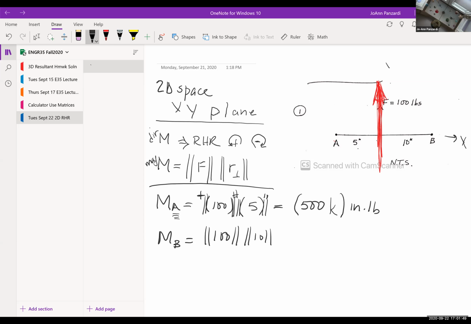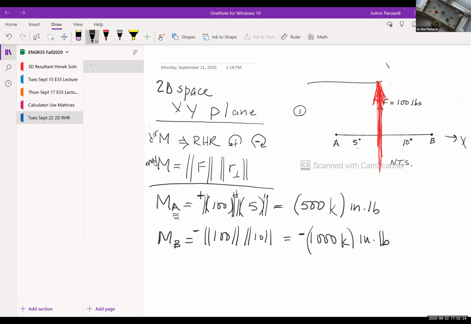Is it positive or negative? Fingers go in the direction of the force, palm goes towards B. Is it negative or positive? Negative. Sound sure of yourself. Let's continue. What is the value of the moment about B? Negative 1,000 inch pound. Remember, in the English system we put the distance first: inch pound.